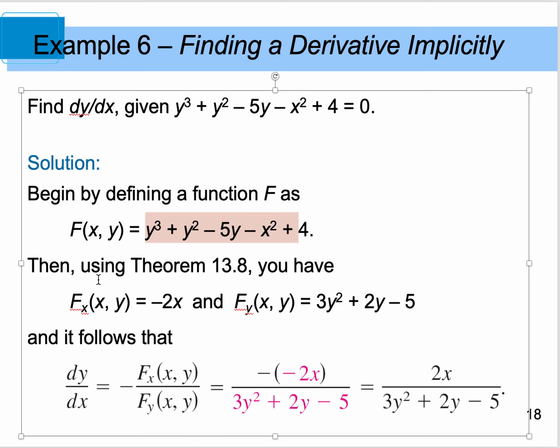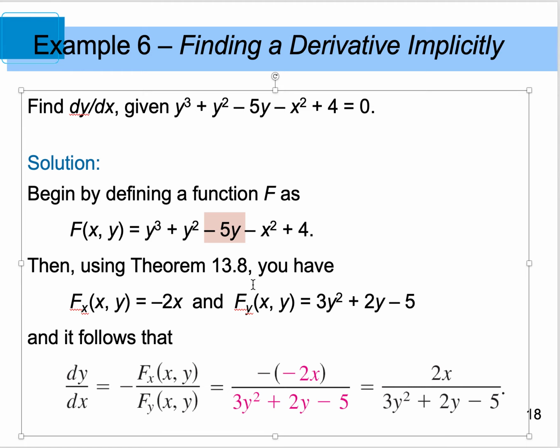Then I'm going to use the theorem 13.8 to say, okay, if I do it this way and I maintain that y is going to be a constant, the derivative of all the constants is 0. So 0, 0, 0. The derivative of x squared is 2x, which is where the negative 2x comes from. And then if I treat the x as a constant, then I would have 3y squared, 2y, negative 5. So that would give me 3y squared plus 2y minus 5.